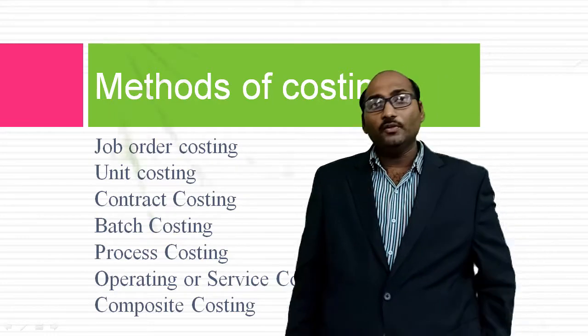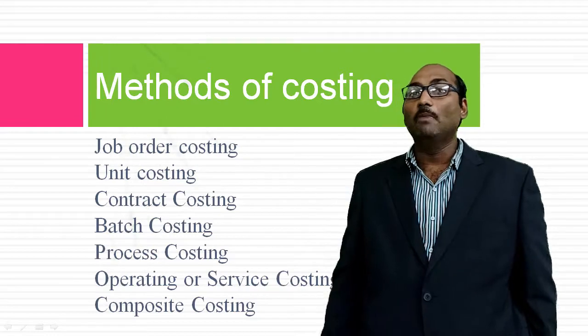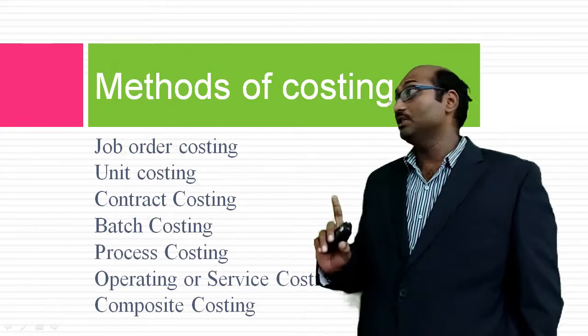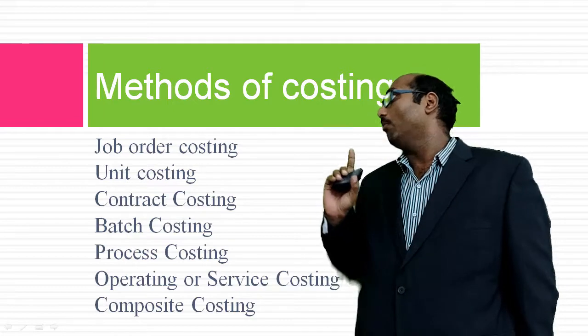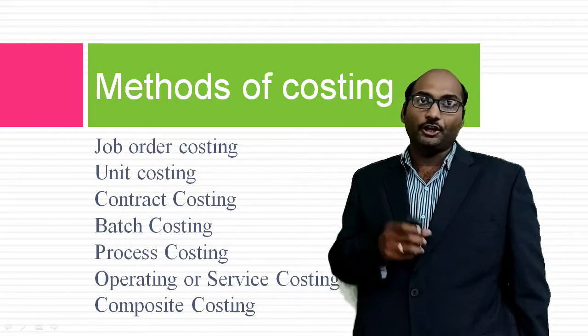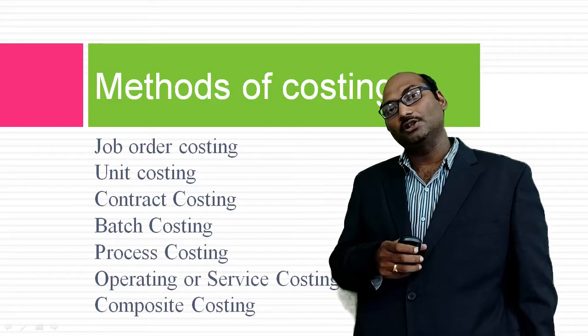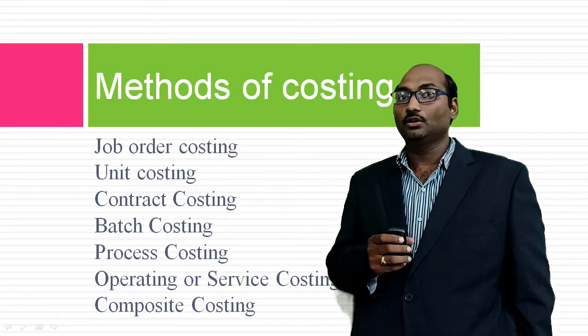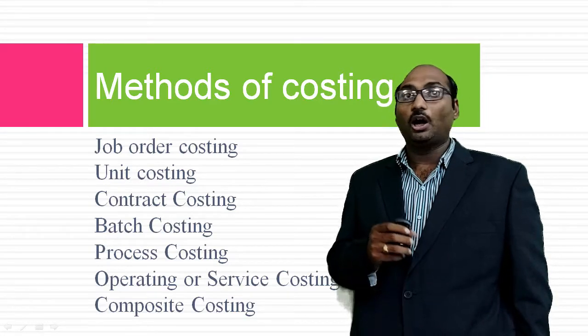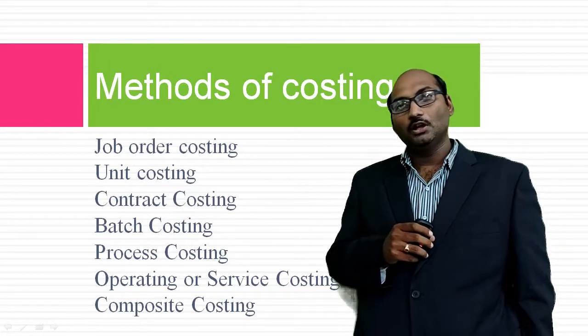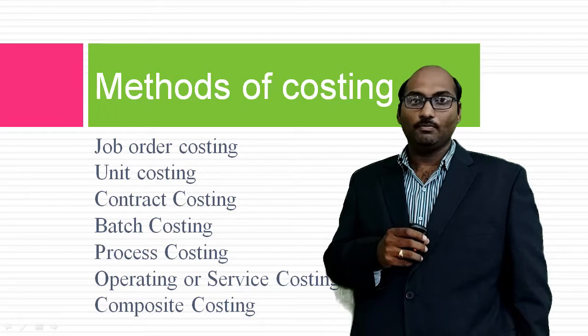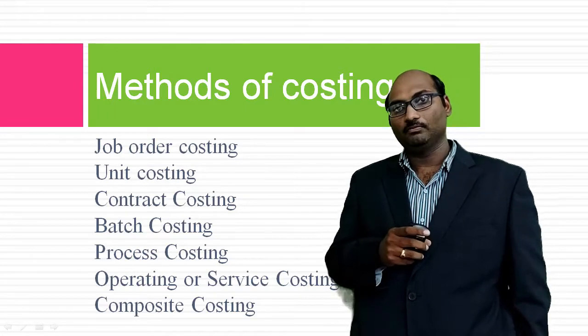Okay. So there are various types of methods for costing. These are some of the methods. What are those? Job order costing, unit costing, contract costing, batch costing, process costing, operating or service costing, composite costing. Job order costing means a specific job will be given.